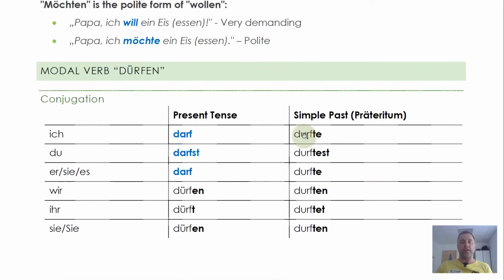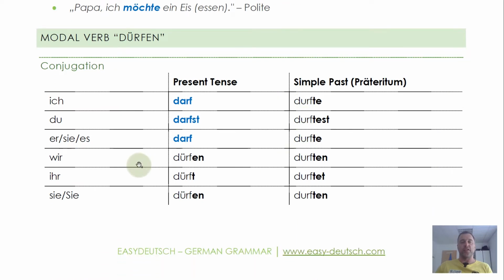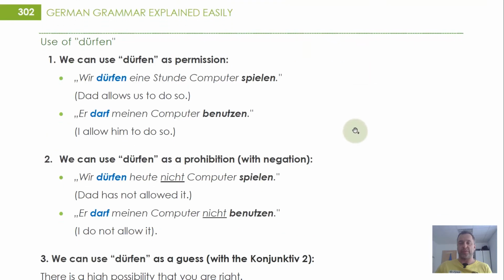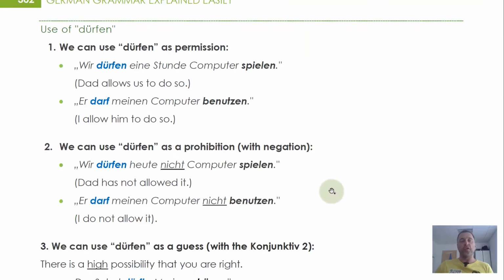So let's have a look at the next one, which is dürfen. Dürfen is irregular in the first, second, and third person singular, but again, first and third person is the same, like all modal verbs, and you simply have to know that in Präteritum it's regular again. So when do we use dürfen? As a permission. Wir dürfen eine Stunde Computer spielen. So we are allowed to play computer for 1 hour. So that allows us to do so.